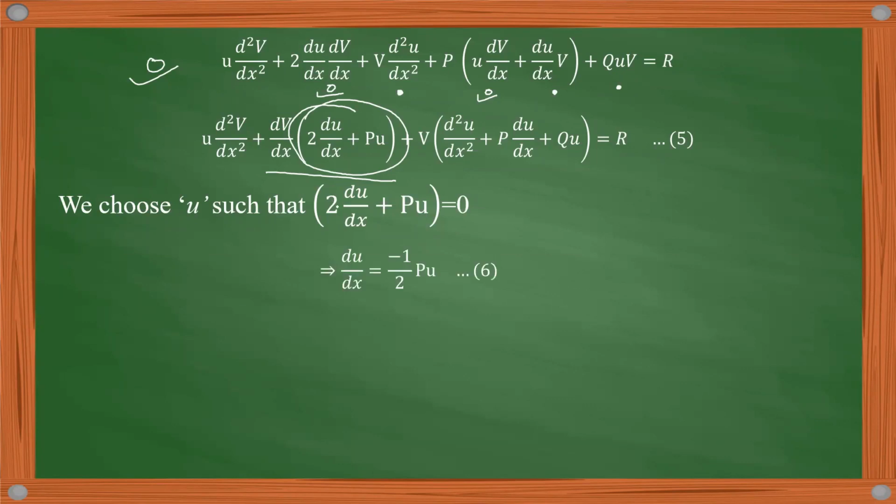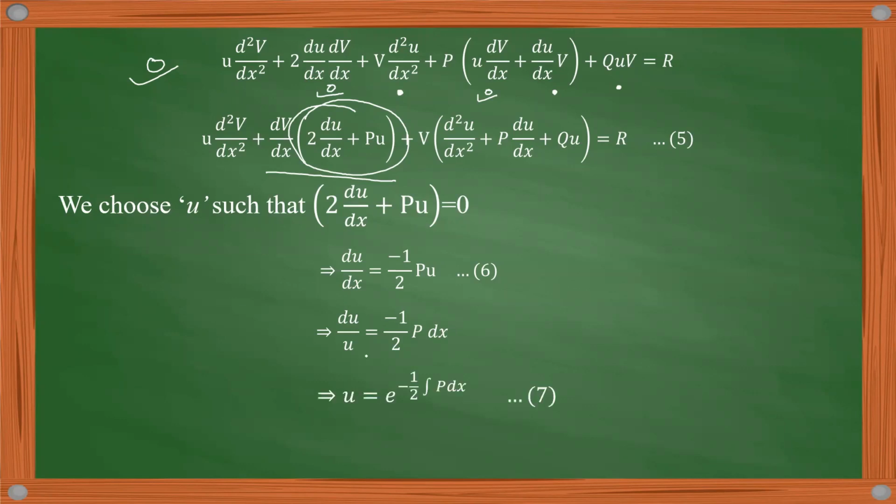So just put 2 du by dx plus pu equal to 0, or we can write it as du by dx is equal to minus 1/2 into pu. Now from this equation, if we want the value of u, we have learned this method in our second session: the separation of variable method. So we separate the variables: du by u is equal to minus 1/2 into p dx, where p is any function of x.